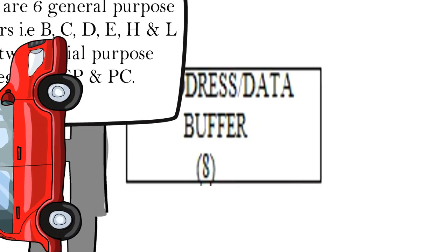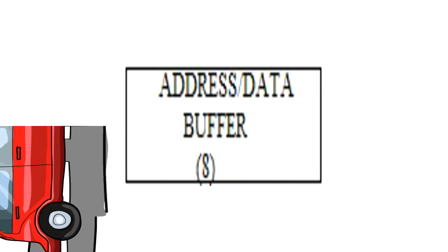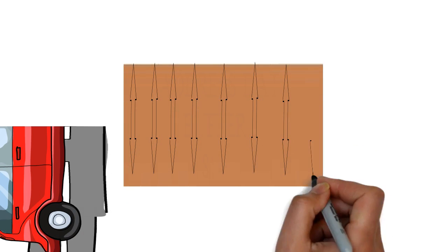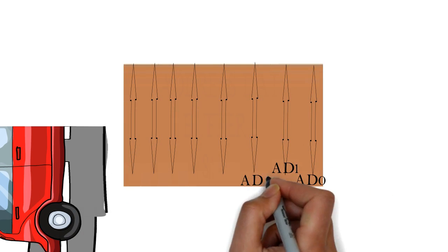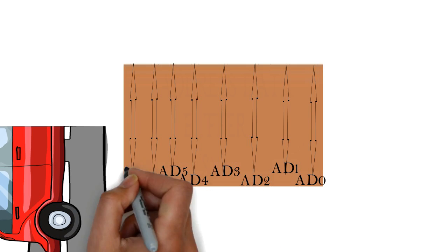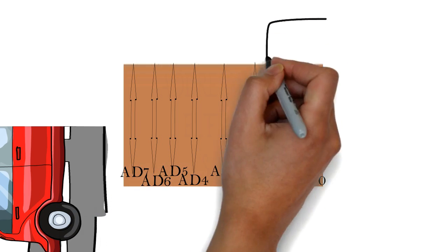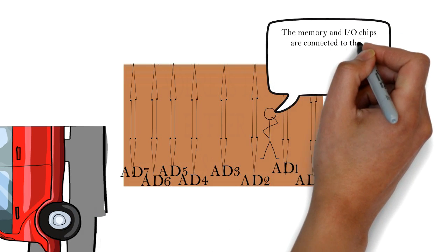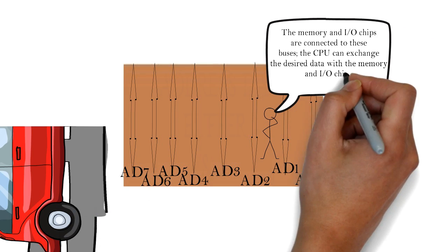And now, the last unit is the address data buffer. Address data buffer comprises various multiplexed lines starting from AD0 to AD7. So here you can see the various lines AD0, AD1, AD2, AD3, AD4, AD5, AD6 and the last one, AD7. The memory and I/O chips are connected to these buses. The CPU can exchange the desired data with the memory and I/O chips.